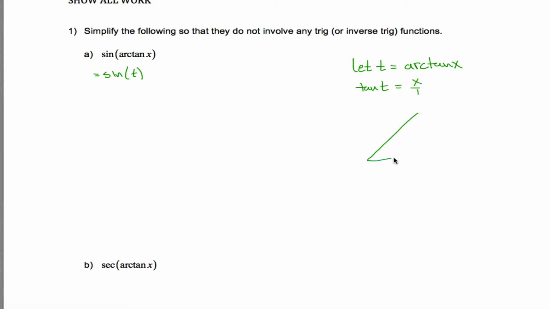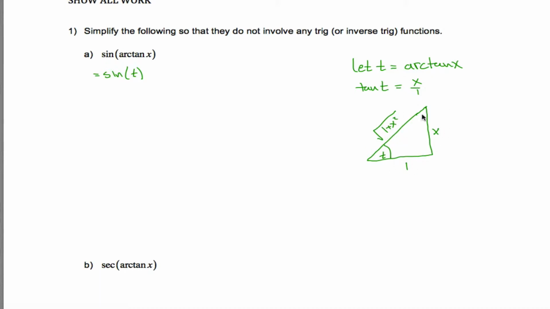The reason I'm going to write it as x over 1 is because that way when I draw this kind of arbitrary triangle and choose to put t here, and remember that SOHCAHTOA tells me that the tangent of an angle t gives me the ratio of the side opposite that angle to the side adjacent that angle, I get that this is an x and this is a 1. And if this is x and this is a 1, you can use the Pythagorean theorem to figure out that this is 1 plus x squared. This squared plus this squared must be equal to this squared.